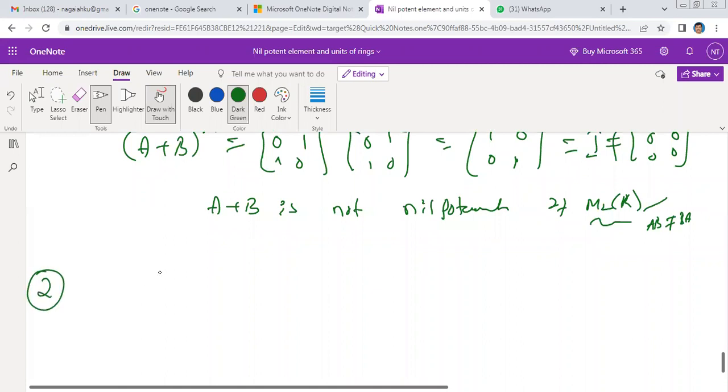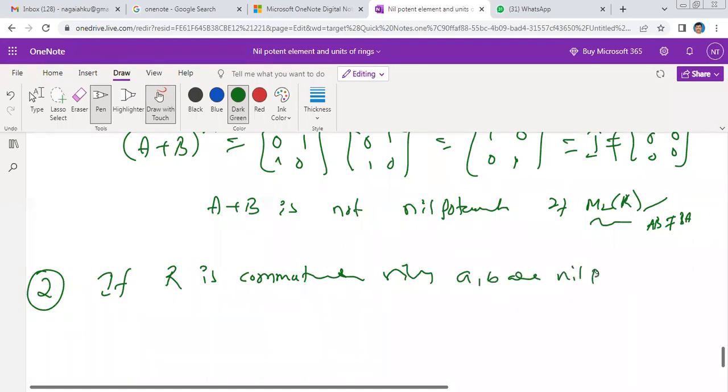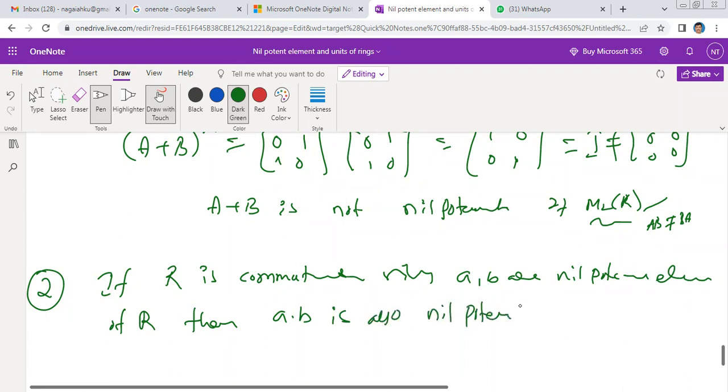Second property: if R is a commutative ring, and A, B are nilpotent elements of R, then is the product also a nilpotent element? Yes. If A and B are nilpotent elements, A into B is also a nilpotent element, but the condition is that commutativity is a must.